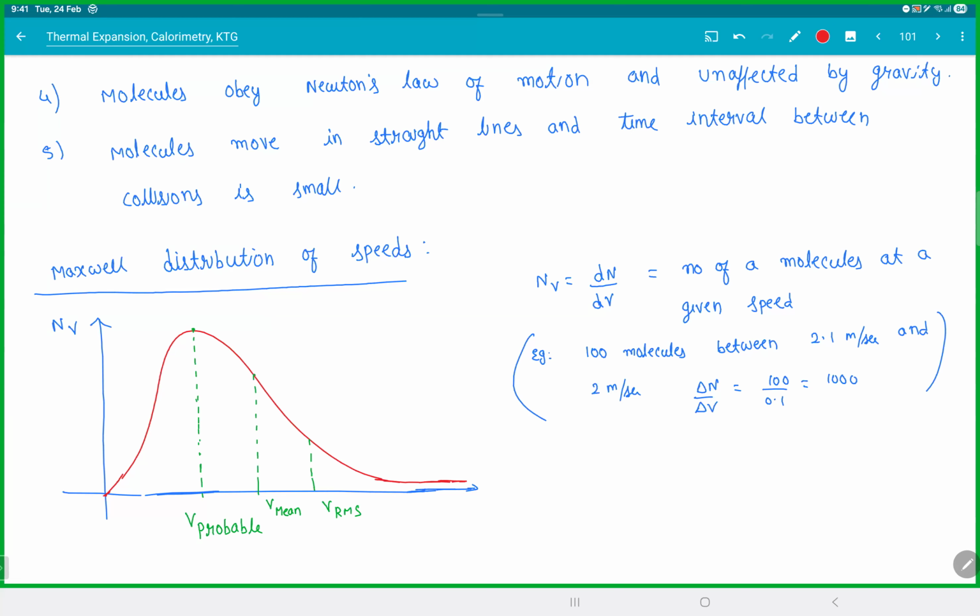So what is the area under the graph? If you look at the area under the graph, which is the integral of N_V dV, which is the integral of dN by dV times dV, which is the integral of dN. So if you add all this, you'll get the total number of molecules. So the area under the graph is the total number of molecules.